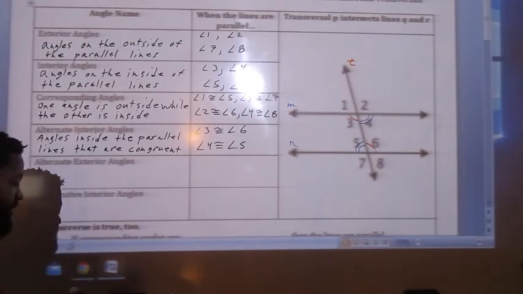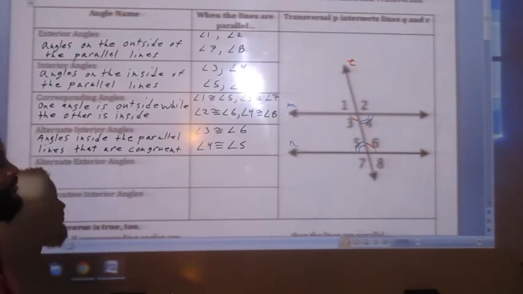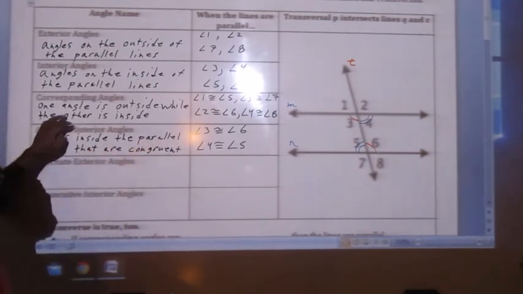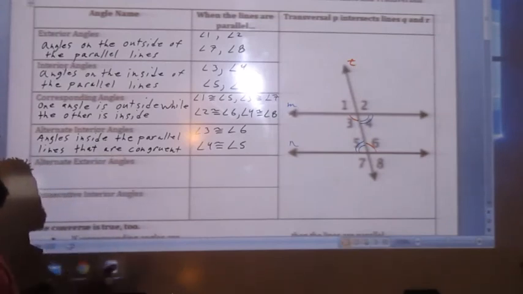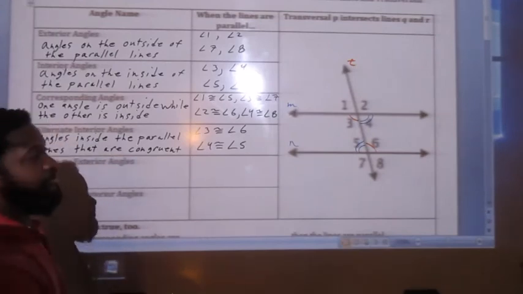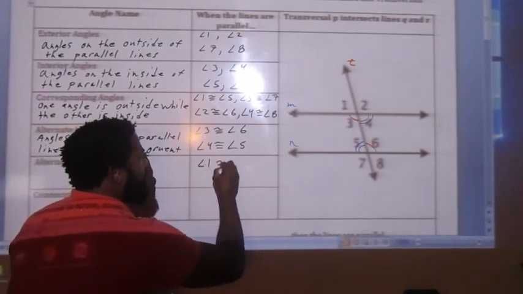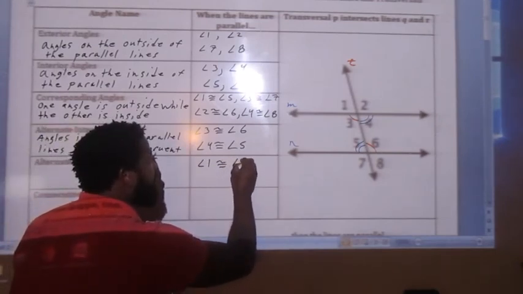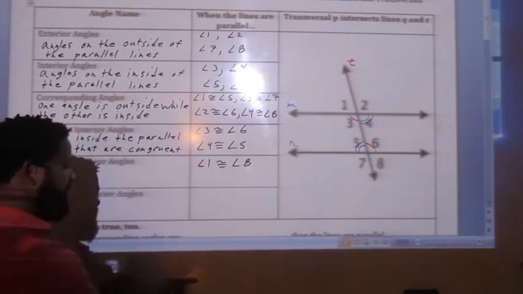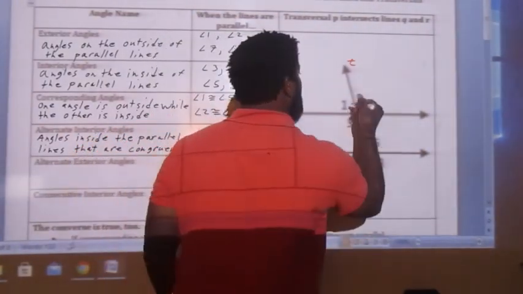Alternate exterior. What angles are we going to be working with? 1, 2, 7, and 8. And just like the alternate interior angles, they straddle the line, okay? So pretty much angle 1, angle 1 is congruent with what? Angle 8. Good job. Okay? Angle 1 is congruent with angle 8.